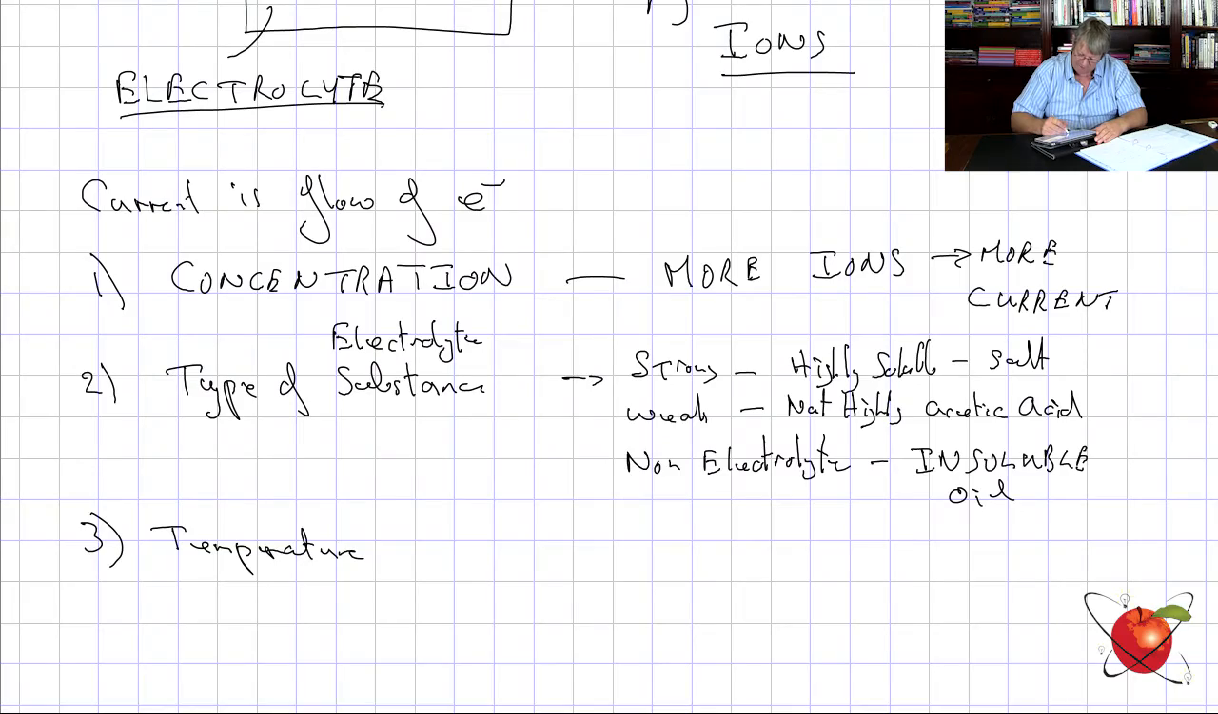Temperature, okay? The higher the temperature, the more conductive. The higher, the more conductive. In other words, that's that. So, yeah, essentially, that's the discussion on the electrolytes and the movement of current through an electrolyte. Okay, thanks. I've managed to get that one bang on time.